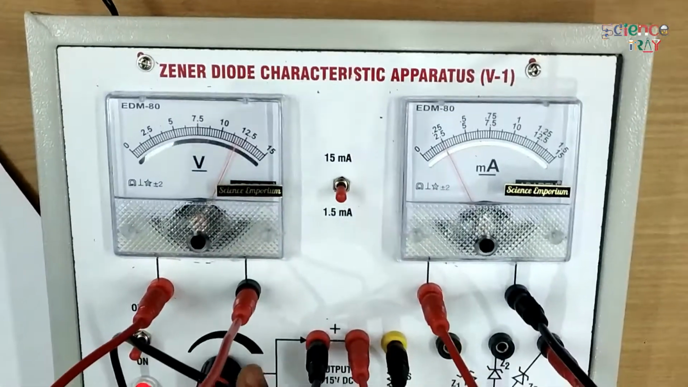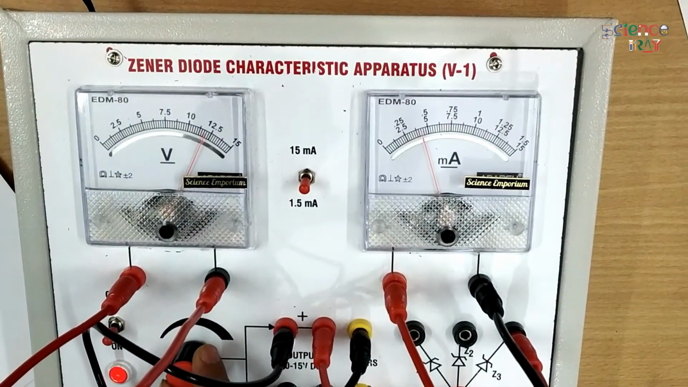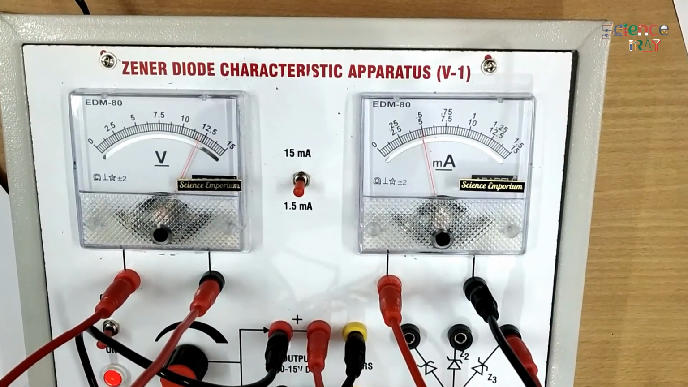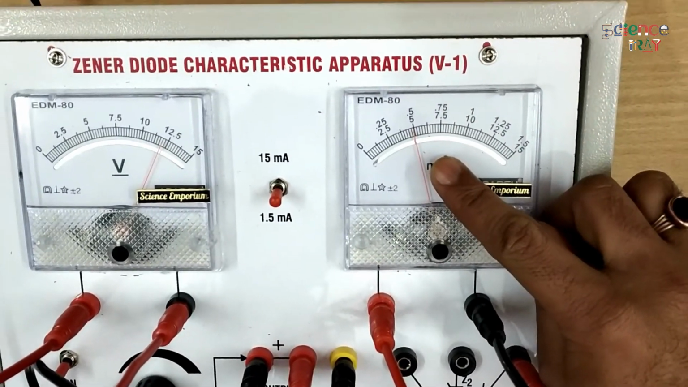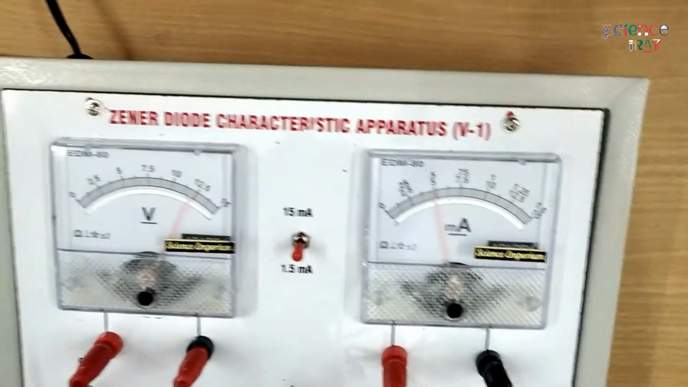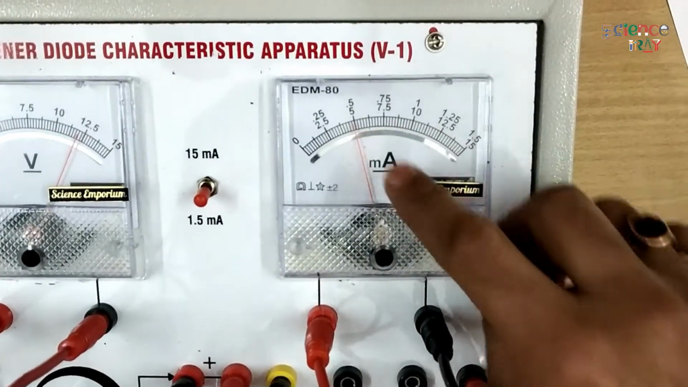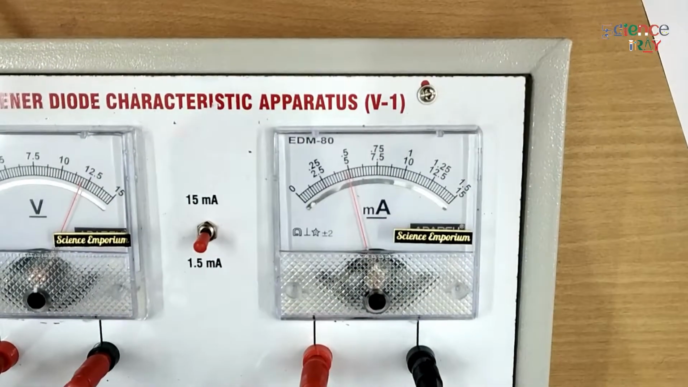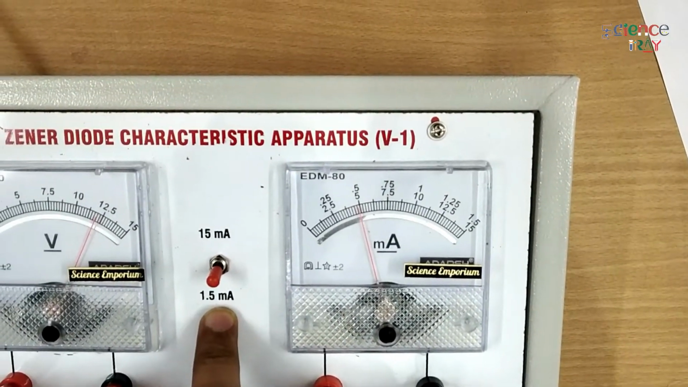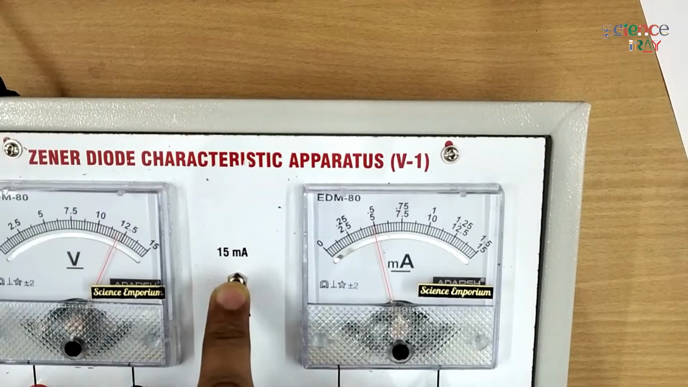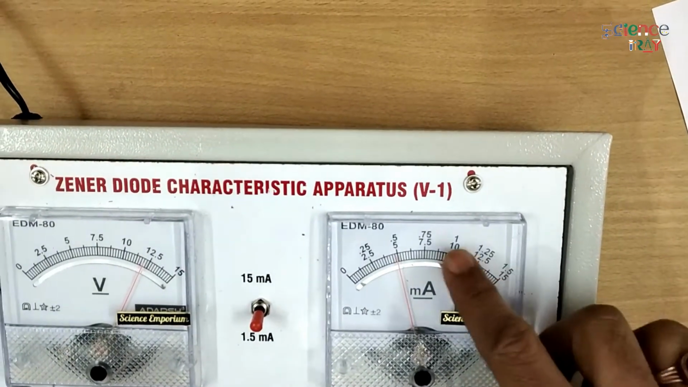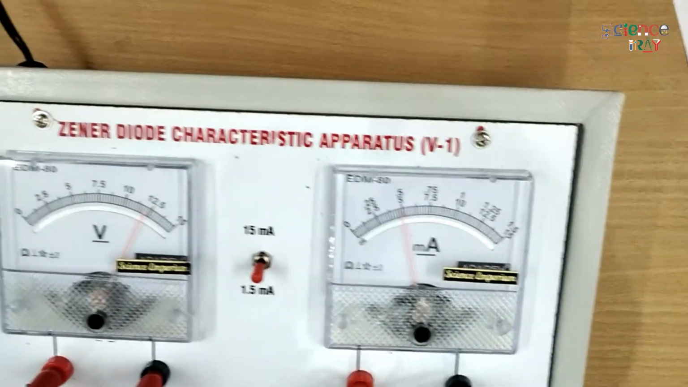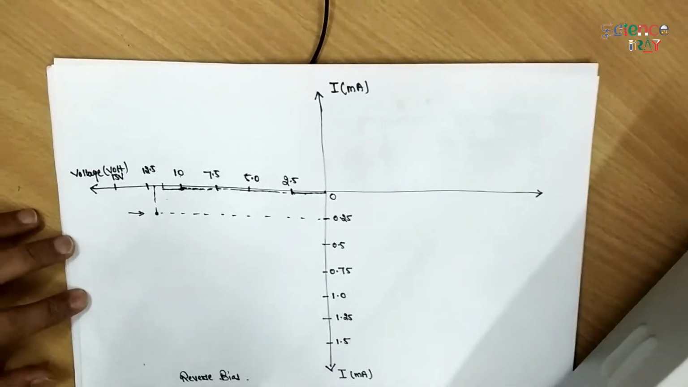Now we increase further, and we find that the voltage has not yet reached 12.5 and the current has reached 0.5 milliampere. Why are we saying it is 0.5? It is not 5, it is 0.5, because the 1.5 milliampere limit knob is down. So the limit which we are using is the 1.5 range, and this is 0.5 milliampere. It is a thing to note.